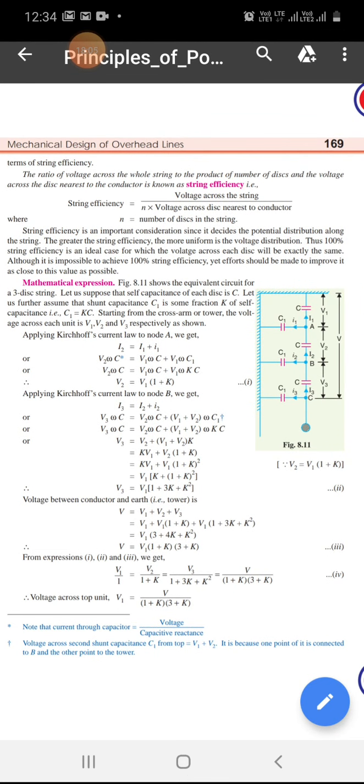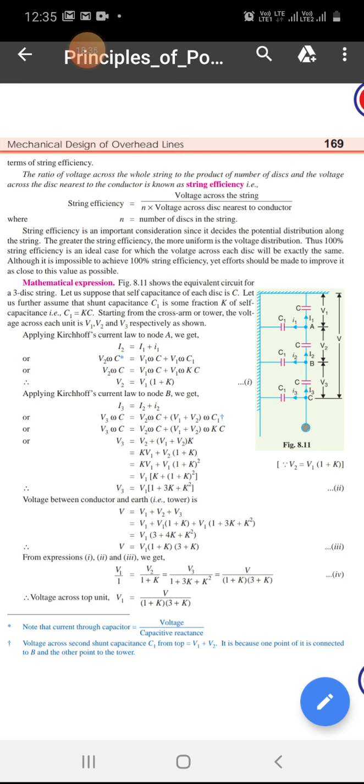Now the voltage between conductor and earth is V, which is equal to V1 plus V2 plus V3. So the whole voltage will be V1 plus V1(1 plus K) plus V1(1 plus 3K plus K squared), which is equal to V1 times (3 plus 4K plus K squared). So I can write V as V1 times (1 plus K) times (3 plus K).